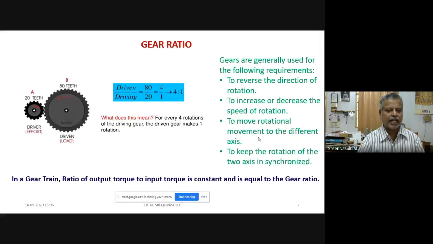See, A axis is at some location, B axis is at some location. Rotational movement is being transferred from axis A to axis B. That is how it is. Then, to keep the rotation of the two axes synchronized: against A being rotated, B is also going to be rotated. When A is rotating, you cannot make B stop. You cannot keep B in idle condition. That is not possible because both the gears are in mating condition.